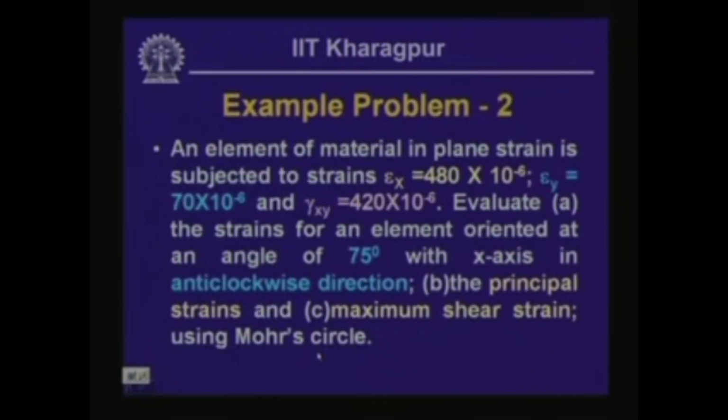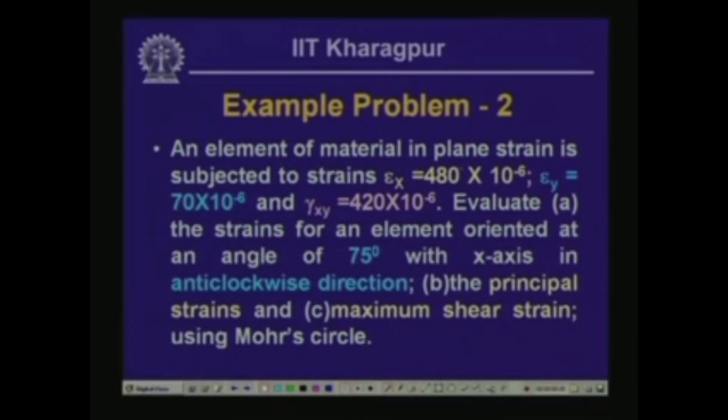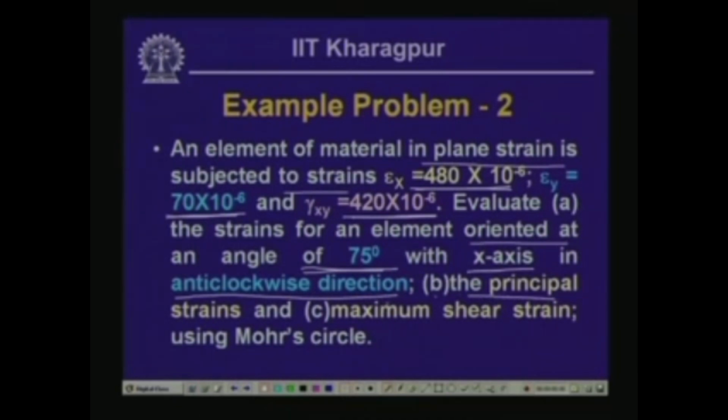Well, we have another example of a similar type. An element of material in plane strain is subjected to strains epsilon x as 480 into 10 to the power minus 6, epsilon y as 70 into 10 to the power minus 6, and gamma xy as 420 into 10 to the power minus 6. We will have to evaluate the strain in an element which is oriented at an angle of 75 degrees with the x axis in the anti-clockwise direction, and the principal strains and maximum shear strain, using Mohr circle. You should do this in exactly the same way as we have done for problem 1, and I am leaving this for you to compute.